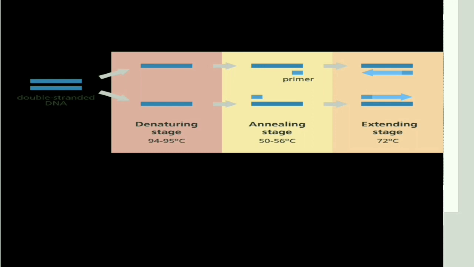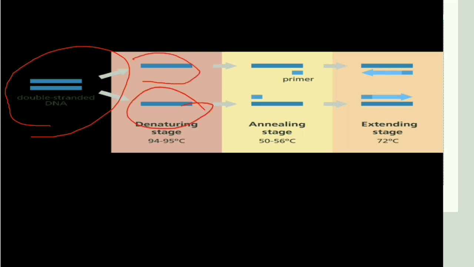This diagram shows the three stages of PCR, that is denaturing, annealing as well as extending. First, a double-stranded DNA undergoes a denaturing step. In this step, a double-stranded DNA is separated into two single-stranded DNAs.